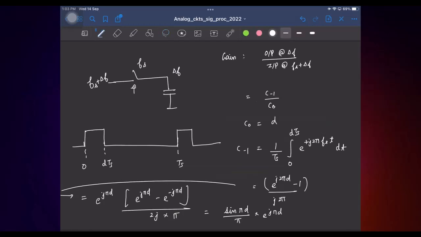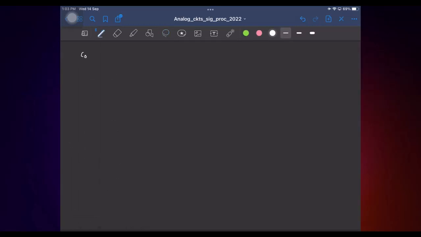So let me write it. I know C naught is D. C minus 1 is e power j pi d times sine of pi d by pi. And the gain for the mixer is C minus 1 by C naught. So what is this? Sine of pi d by pi d times e power j pi d.